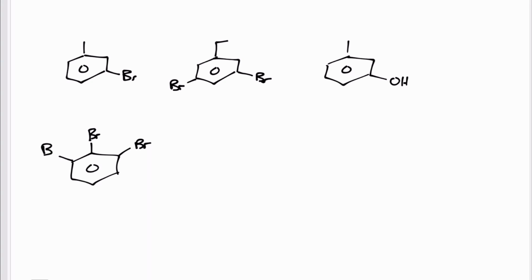So you're frequently going to need to put in a blocking group at the para position, and then add your groups, and then remove that blocking group. That's a very common strategy. It's also common to use that bulky amide group if you need to block out the ortho positions. So those are just things you want to keep in mind in your synthetic toolbox as you're working on these problems. So these are just some examples you can try.